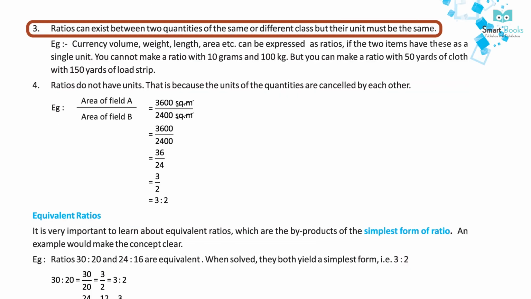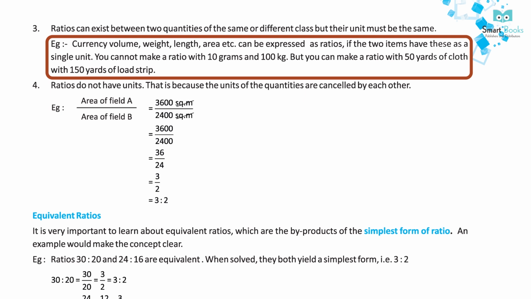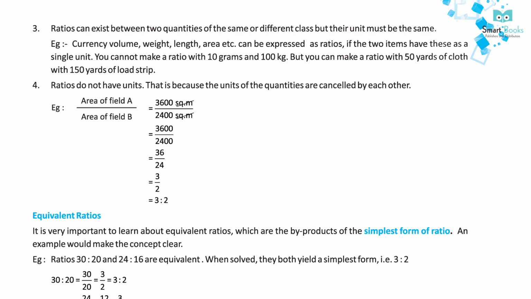Third, ratios can exist between two quantities of the same or different class, but their unit must be the same. Example, currency, volume, weight, length, area, etc. can be expressed as ratios. If the two items do not have a single unit, you cannot make a ratio with 10 grams and 100 kilograms. But you can make a ratio with 50 yards of cloth with 150 yards of lace strip.